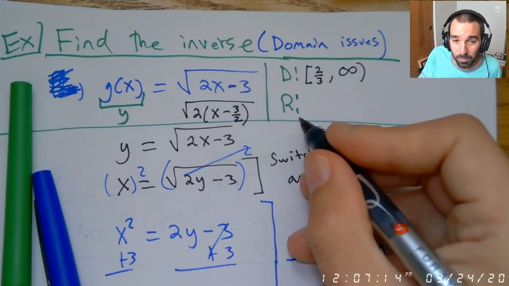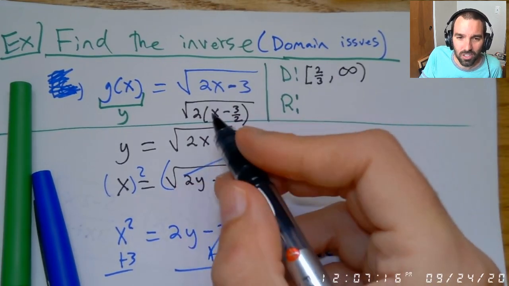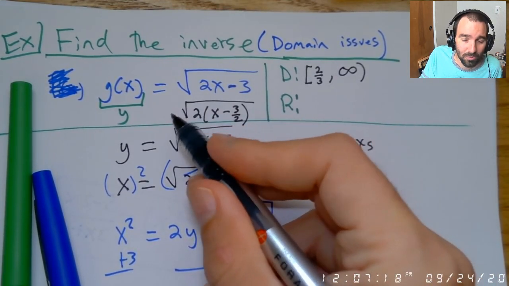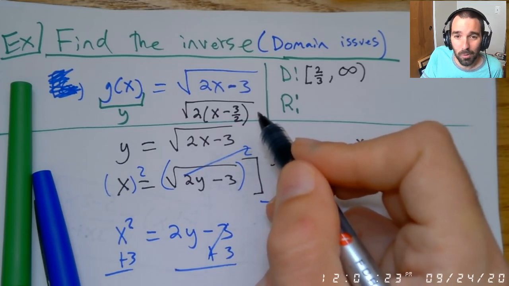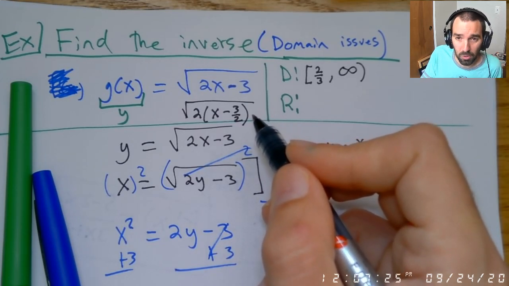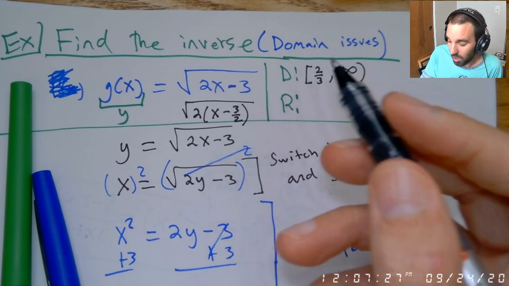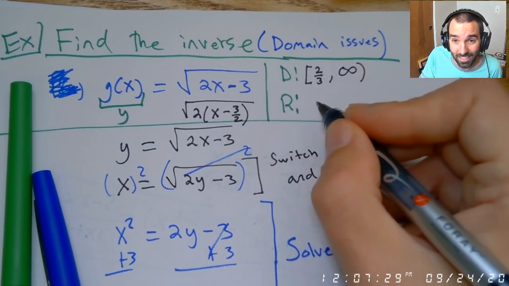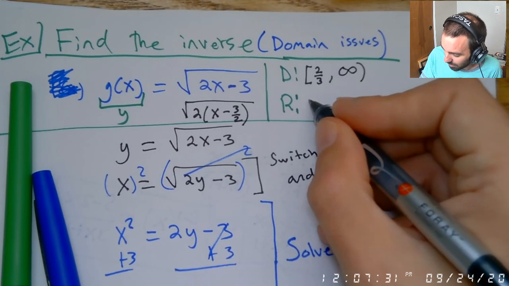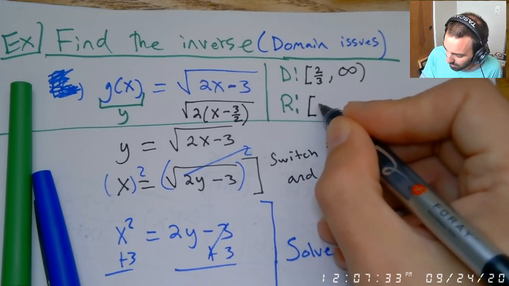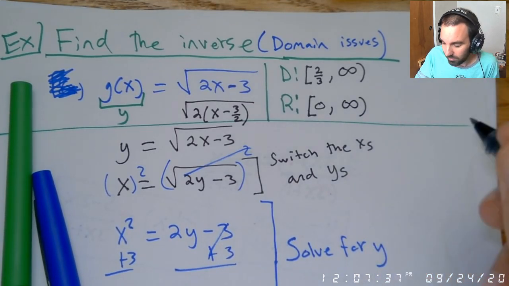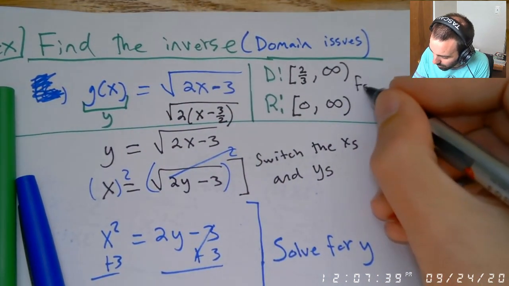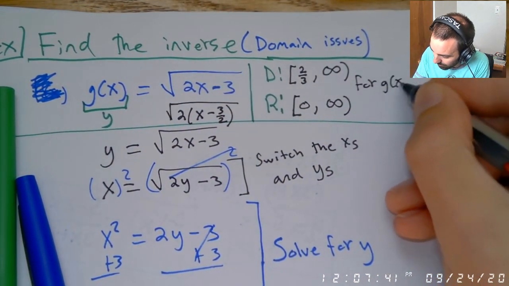And my range, now with the range, there's no vertical dilation, there's no vertical shift. So my range is going to be my same range as square root of x. So all I know about that is that the outputs aren't negative. So I just know it's going to be 0 to infinity. And this is for g of x.